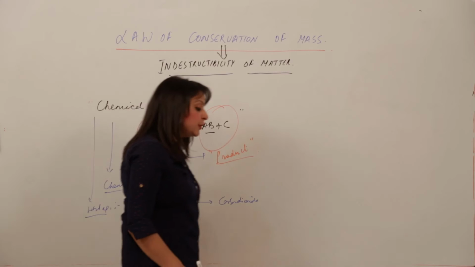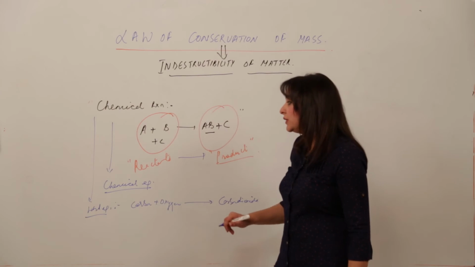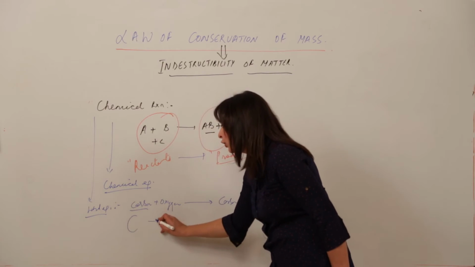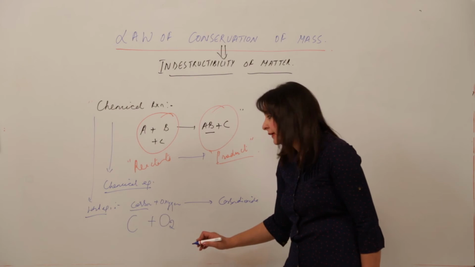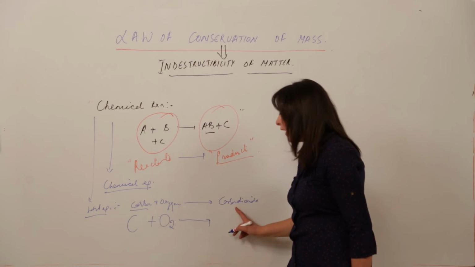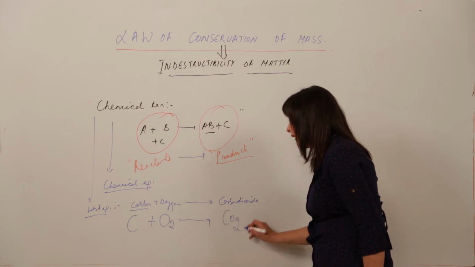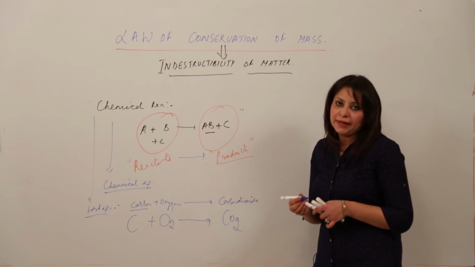And if we wish to represent it in terms of a chemical equation, how will we do that? We will use symbols. We know the symbol of carbon is C, the symbol of oxygen is O, but it exists as O2 because oxygen is a gas. Gives rise to means again an arrow, and it will form carbon dioxide. So we will use a molecular formula. The molecular formula for carbon dioxide is CO2. So this is the method to represent the chemical reaction.